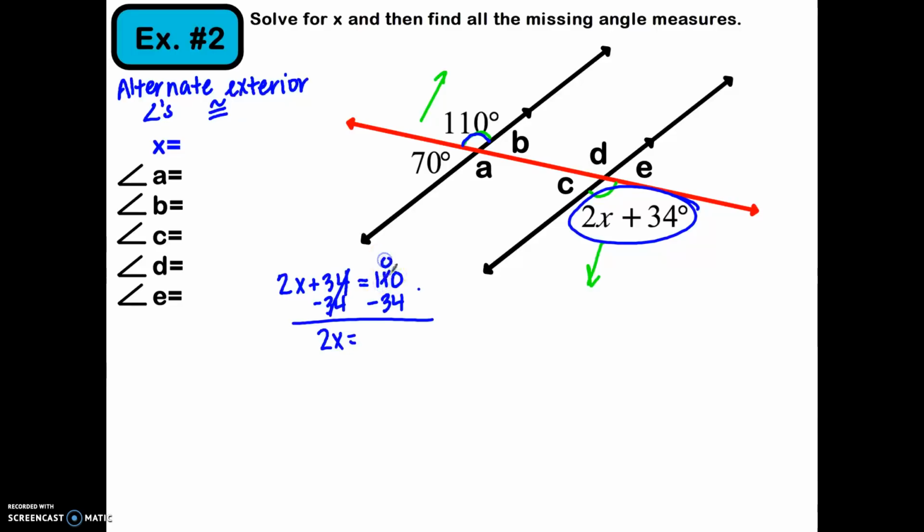Cross out the 1, make it a 0. 10 minus 4 is 6. 10 minus 3 is 7. Divide by 2. Divide by 2. X equals 38.